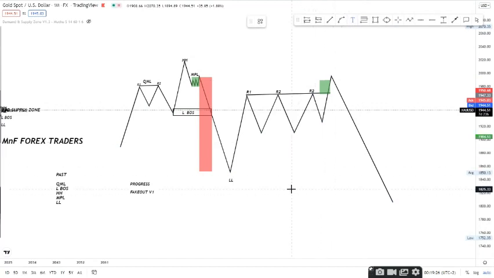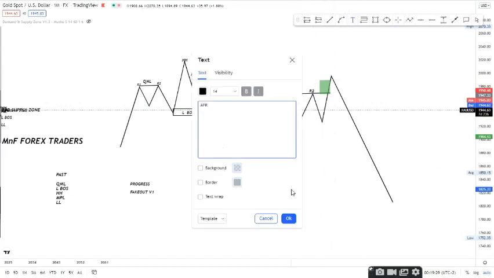So on the approach, what we are looking for are reversal candlestick patterns. In this case, we're looking for a bearish pin bar, which we call a shooting star, and a bearish engulfing candle. Okay, what else are we looking for? These are our confirmation for entry.